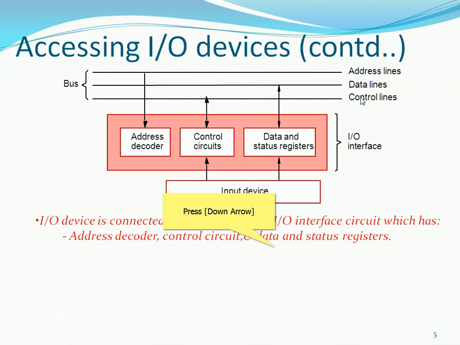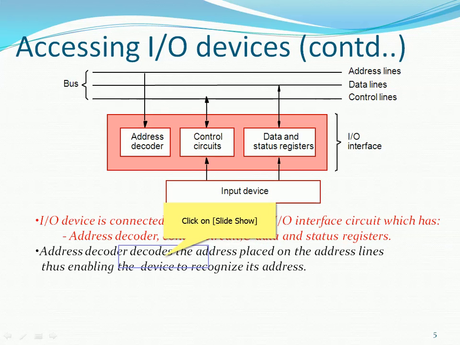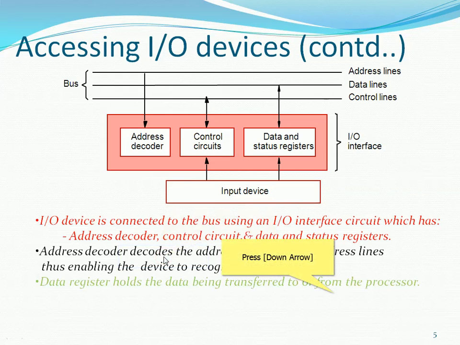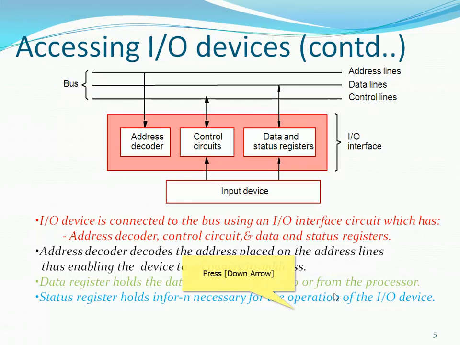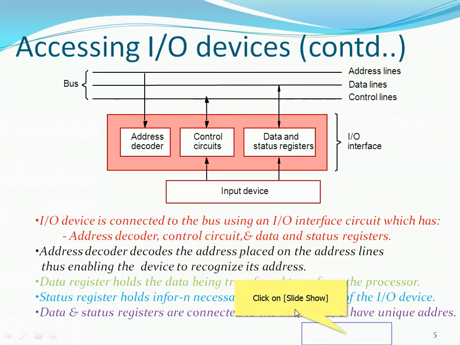The device is connected to the bus using IO interface circuits, which have the following: address, data, and control. The address decoder normally decodes the address placed on the address lines, thus enabling the device to recognize its address. The data register holds the data being transferred to or from the processor. The status register holds information about the status of the devices, whether they are enabled or disabled, interested, and so on. The data and status registers are connected to the data lines and have unique addresses.